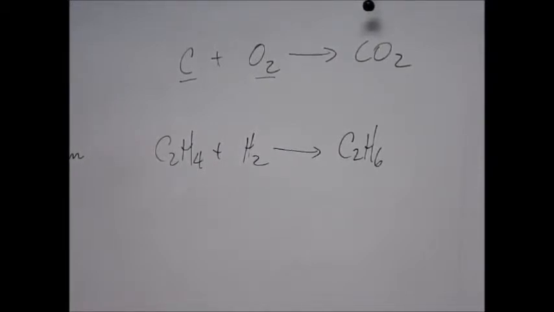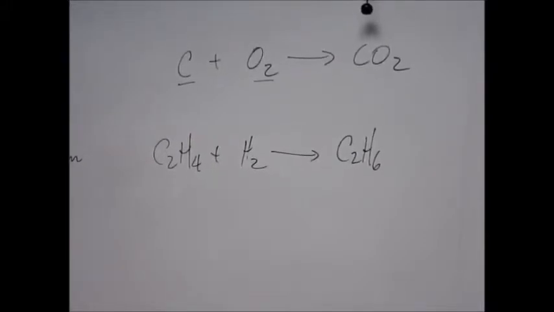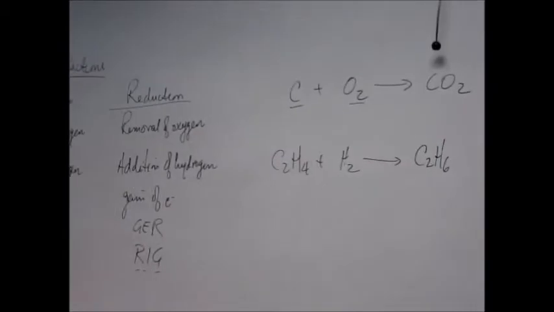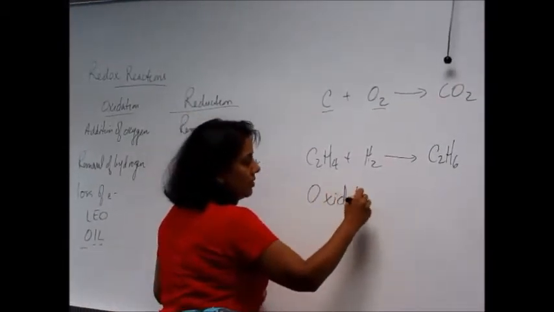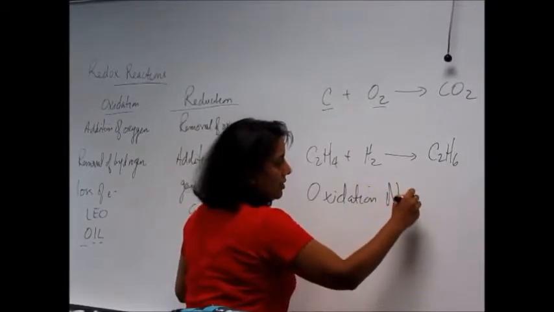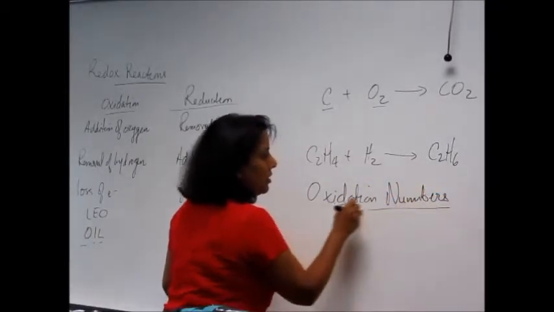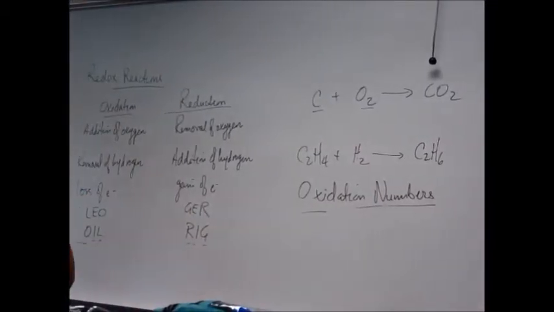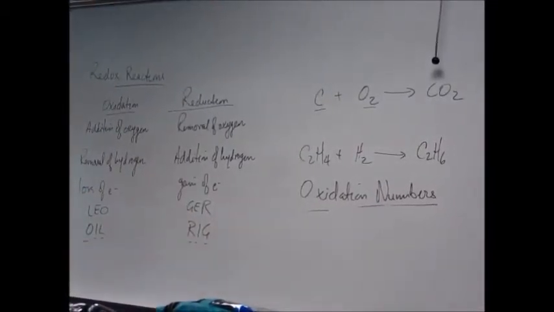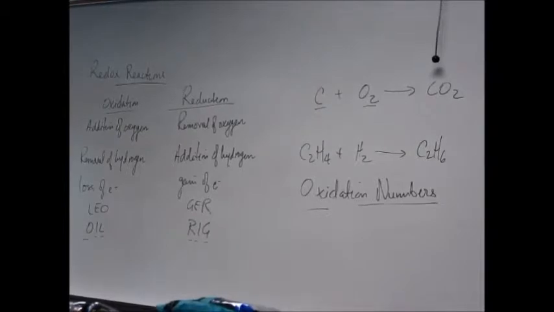So let's talk a little bit about how the electronic thing works. For the electronic thing, before we get into that equation, we need to go over what is called oxidation numbers. And oxidation numbers are the charges that you would have on any element.